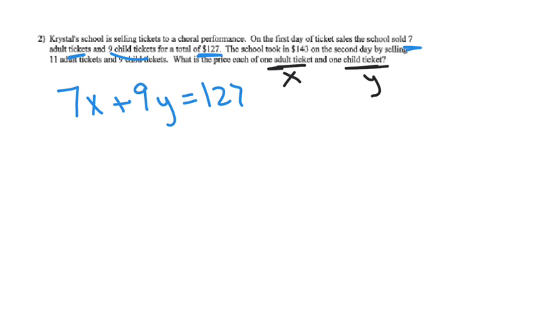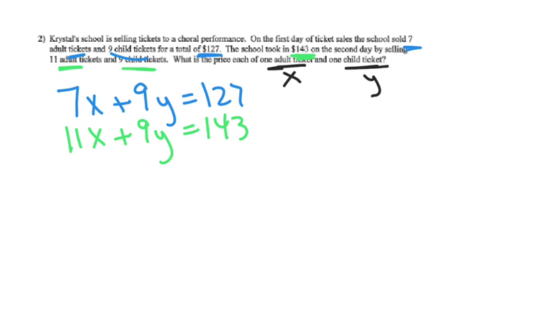Now, it says the school took in $143 on the second day by selling 11 adult tickets, so 11 times the cost, which is X, plus 9 times the cost of a child ticket, which is Y, equals $143.